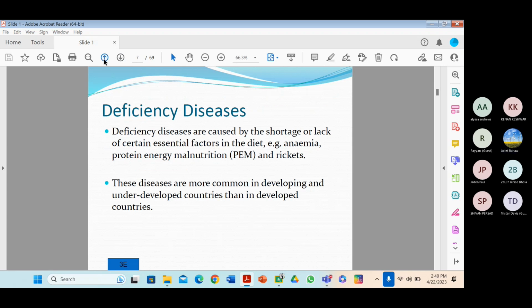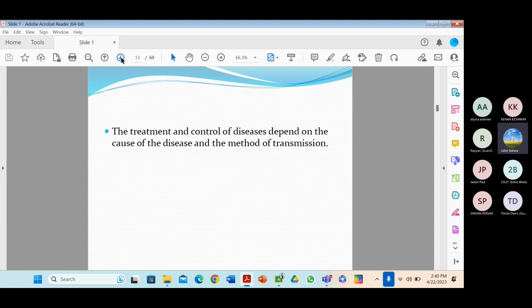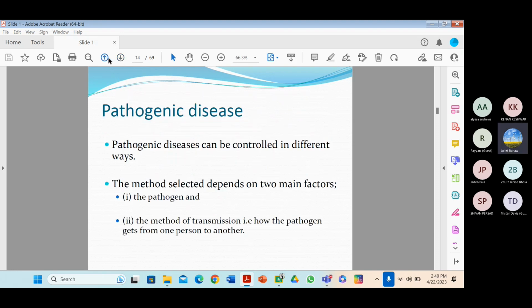Okay, so before I go into deficiency disease, I want to talk about the different ways in which pathogenic disease can be spread. Now, first, it could be controlled in 2 ways.